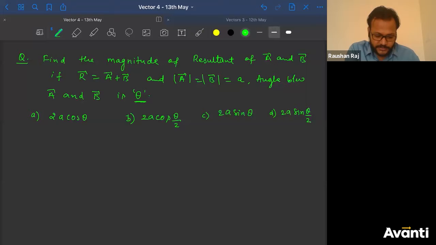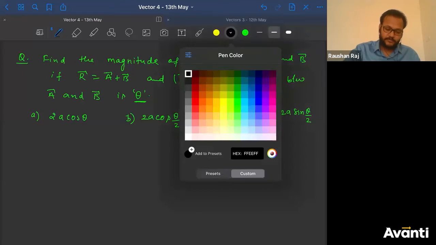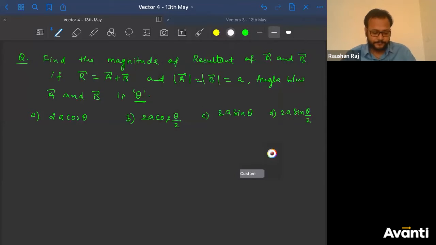Find the magnitude of the resultant of vector A and vector B. The resultant R is equal to A plus B, and modulus of A is equal to modulus of B. That means the magnitude of A and the magnitude of B are the same, and that magnitude is equal to small a. The angle between A and B is theta. So find the resultant.